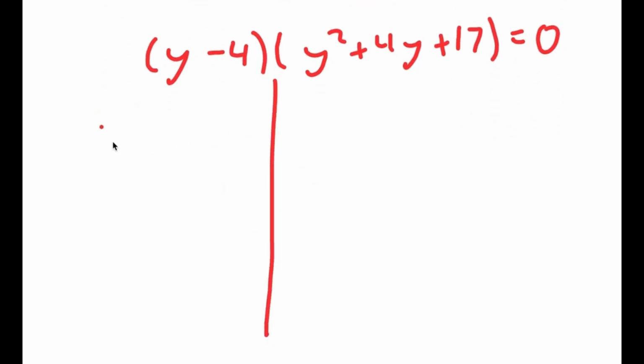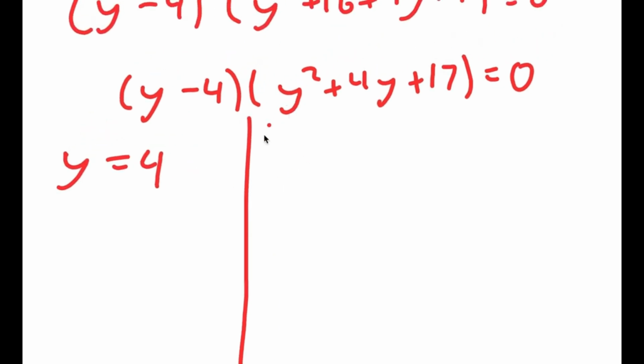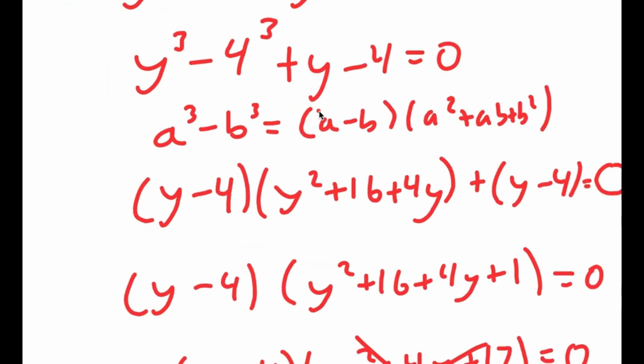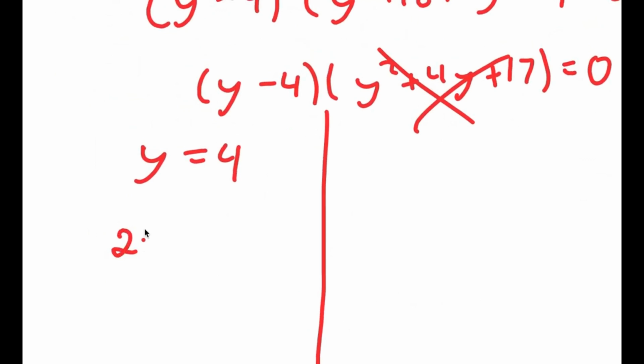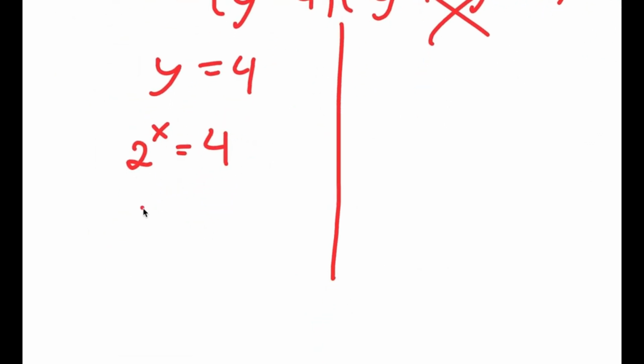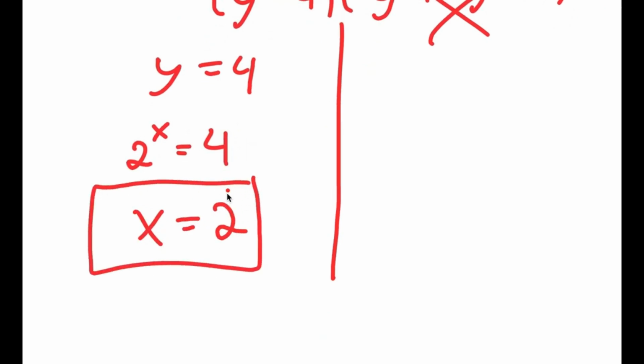So now this gives me two equations. I have y minus 4 equals 0, meaning y equals 4, and I also have y squared plus 4y plus 17 is equal to 0. And if you end up using the quadratic formula and solving this, you get the square root of a negative number, and you can't take the square root of a negative number, so this is wrong, and y equals 4 is my only solution. Now remember how we let 2 to the power of x equal y. So now we have 2 to the power of x is equal to 4, and 2 to the power of what equals 4? 2. So I get x is equal to 2, and this is my solution.